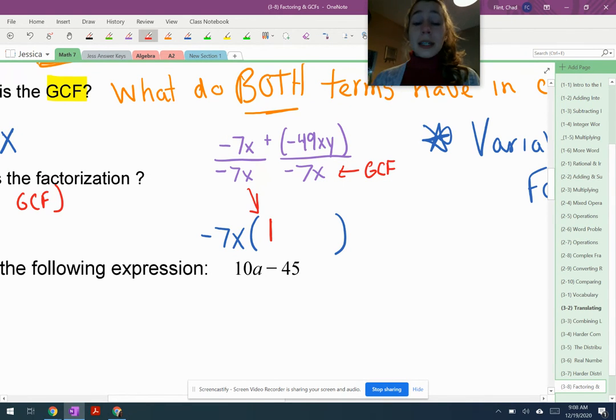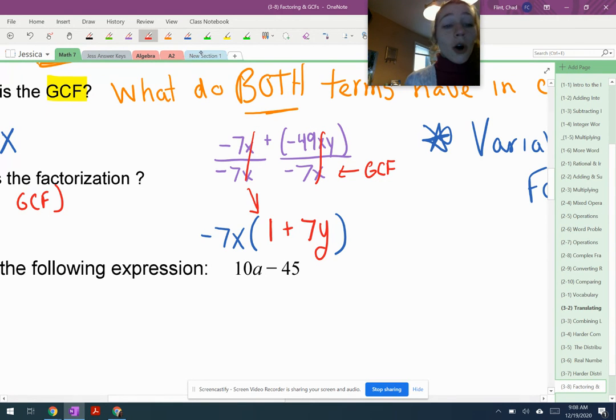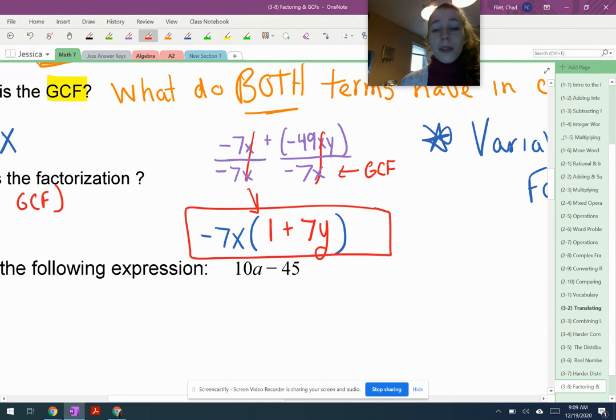And then over here, my negative 49 divided by negative 7, well, negative divided by negative is a positive. 49 divided by 7, you could jump to your calculator here. I know that's 7. X divided by x is going to cancel out. And I'm left with just a y. So the factorization of this is, boom, that guy right there.